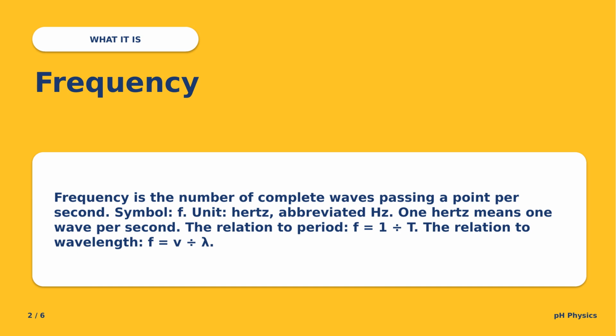Frequency is the number of complete waves passing a point per second, symbol F, unit Hertz, abbreviated Hz. 1 Hertz means 1 wave per second. The relation to period: F equals 1 divided by T. The relation to wavelength: F equals v divided by lambda.